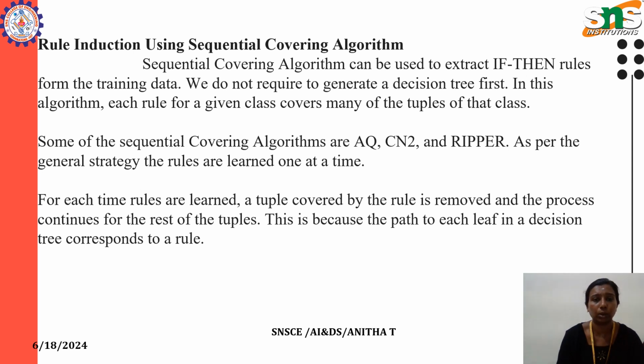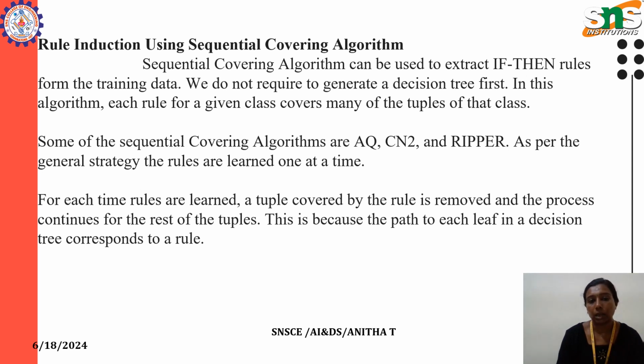Next, rule induction using sequential covering algorithms. Sequential covering algorithms can be used to extract if-then rules from the training set. We do not require generating a decision tree first. In this algorithm, each rule for a given class covers many of the tuples of the class. Some of the sequential covering algorithms are AQ, CN2 and RIPPER.